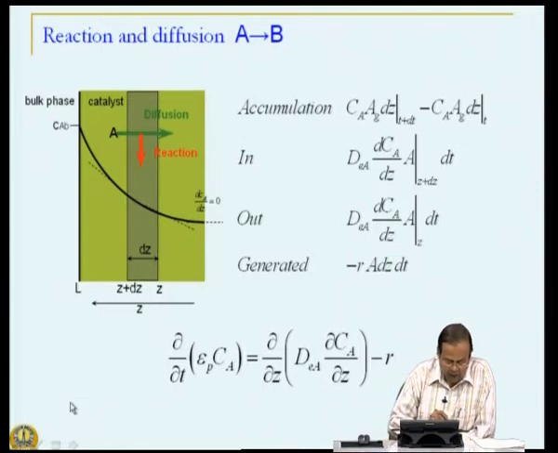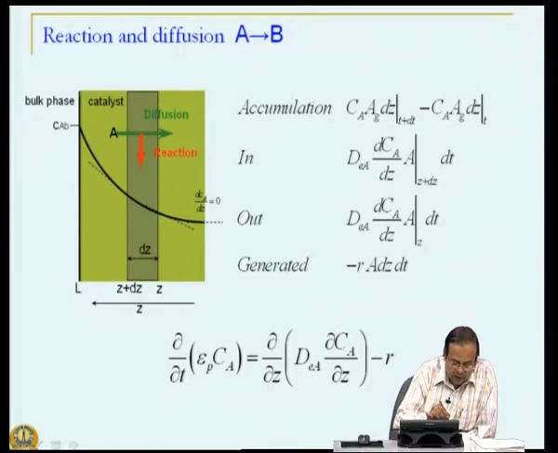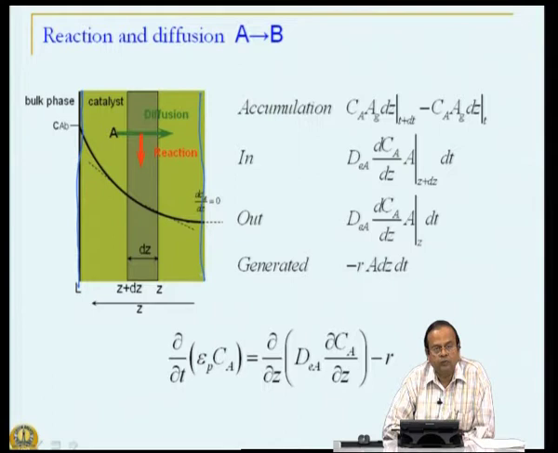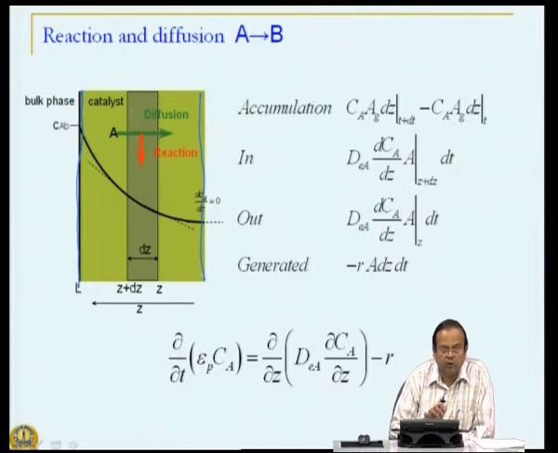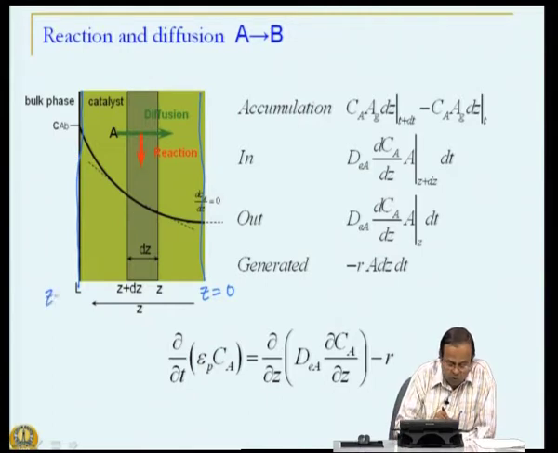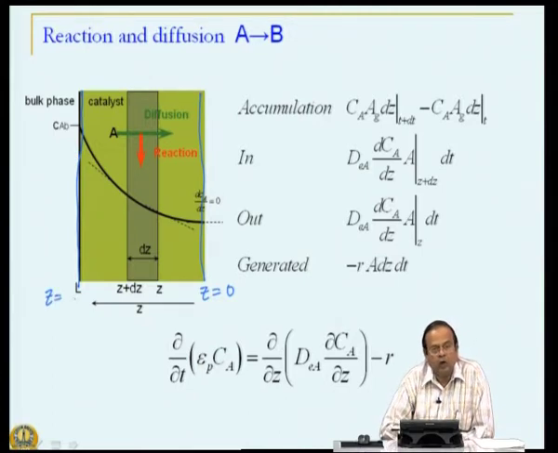So, what we have here is a catalyst of this size, this is the half width. Recall our discussion on catalyst symmetry. So, we are looking at only half. So, center is my z equal to 0, z equal to L. So, half width is L.